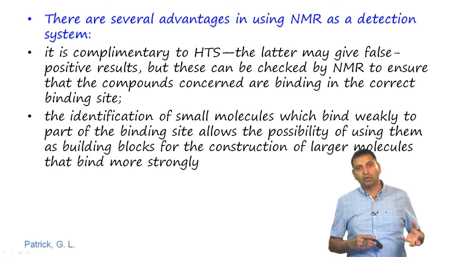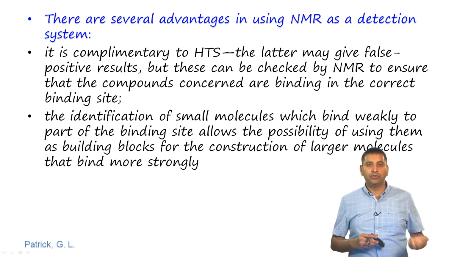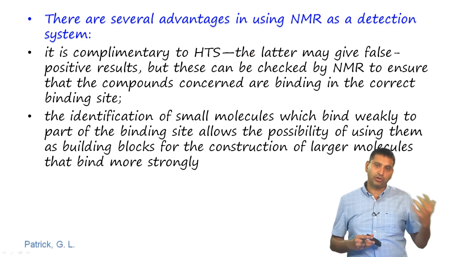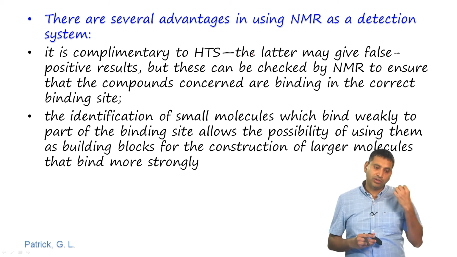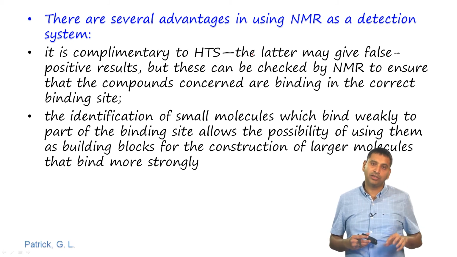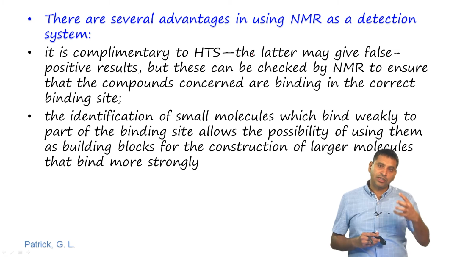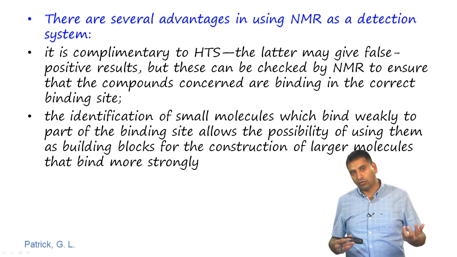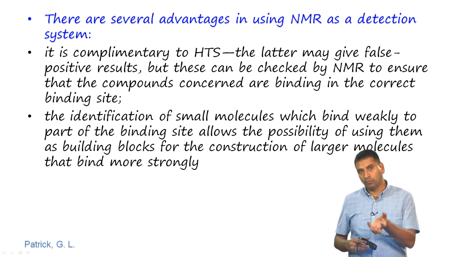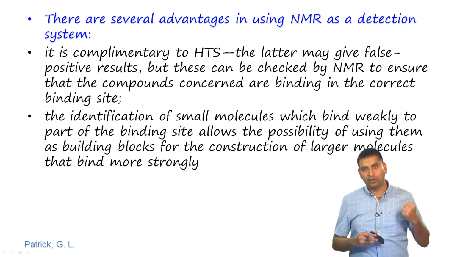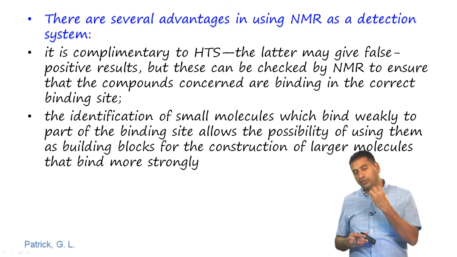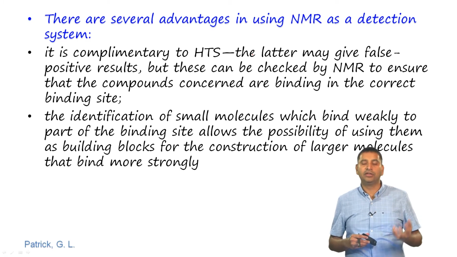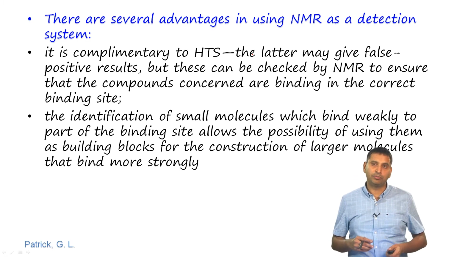The identification of small molecules which bind weakly to part of the binding site allows for the possibility of using them as building blocks for construction of larger molecules. Okay. So, once we have a fragment that is going to bind to the particular protein of interest, you can use that as the basis for developing larger molecules that can even bind strongly. So, let us say you identify a small binding pocket which the small molecule that you are first designing does not bind to, and if you can design a molecule which has an additional binding region, then it is possible to make molecules which bind much stronger.